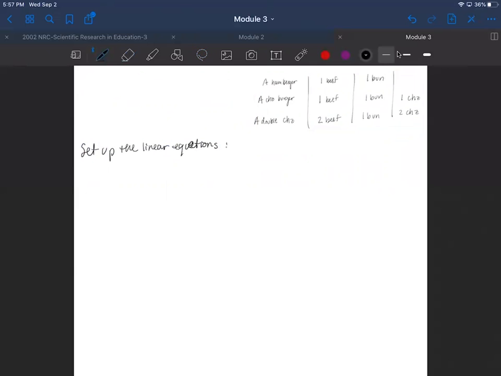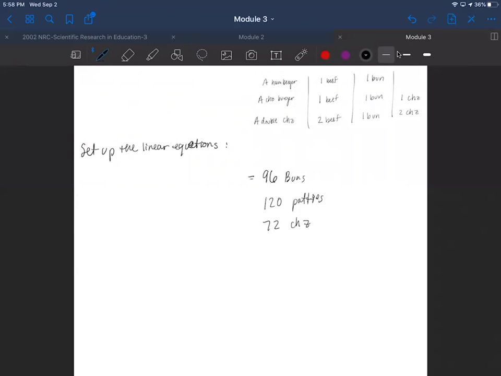So with that being said, remember, we have a total of 96 buns, 120 patties, and 72 slices of cheese, okay?